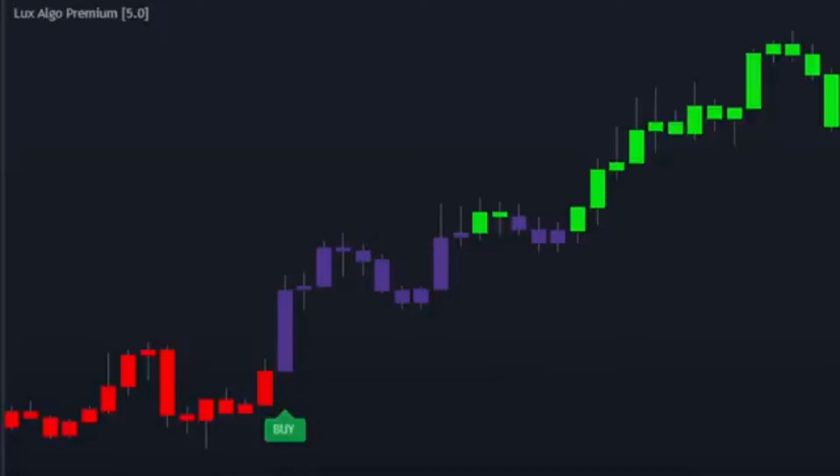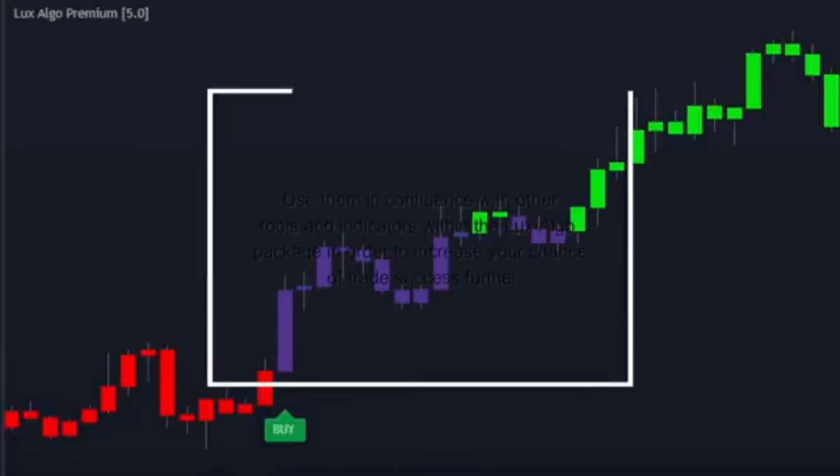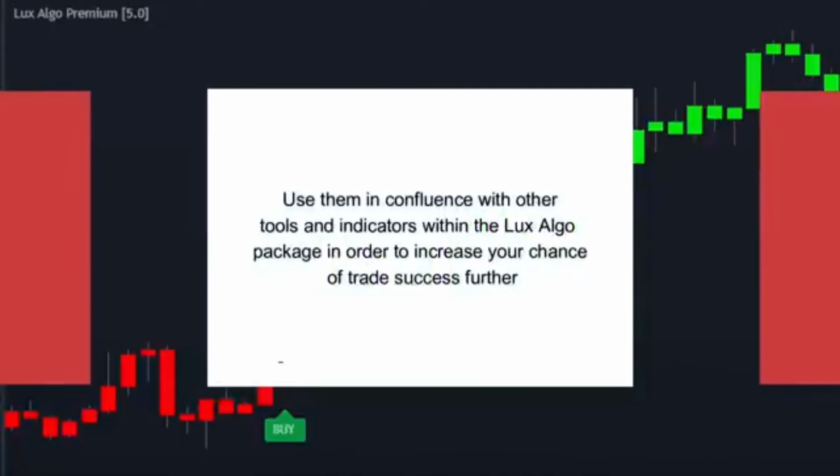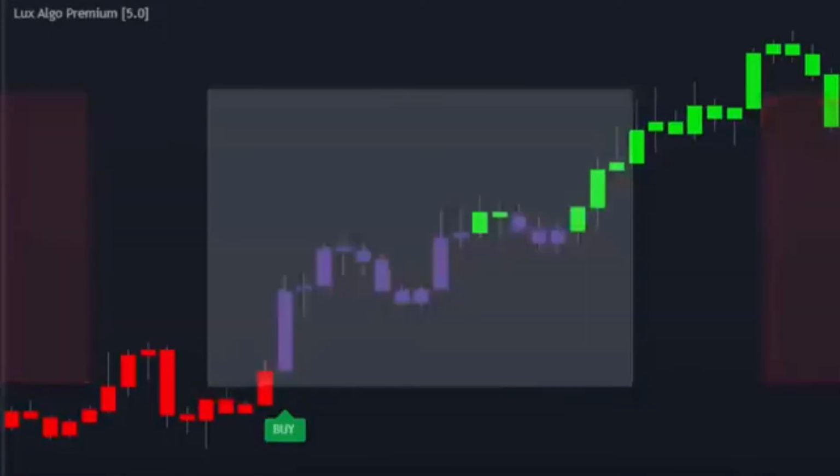We view the buy and sell signals as an indication of trend direction, rather than using the signals on their own to enter trades. Although all signal modes within Lux Algo are extremely powerful, we advise that you use them in confluence with other tools and indicators within the Lux Algo package, in order to increase your chance of trade success further.